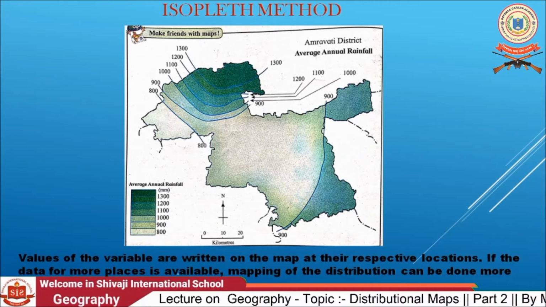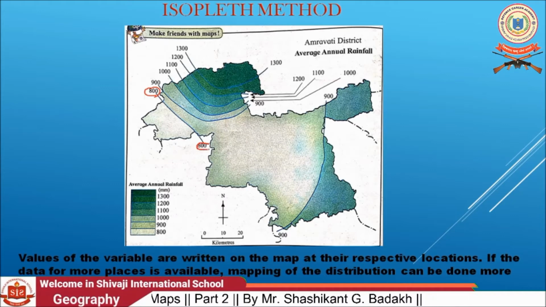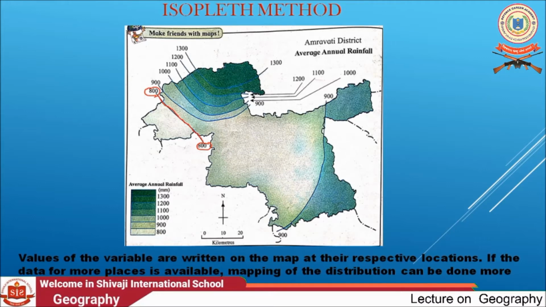The value of the variables are written on the map at their respective locations. So here you can see the value, suppose here is the 800 value, and here also you can see the 800 value. It means this line passes through these regions, and these regions having equal value have an annual rainfall of 800 millimeters.